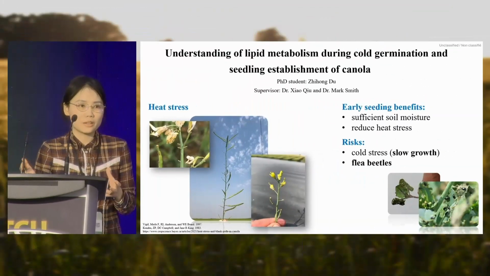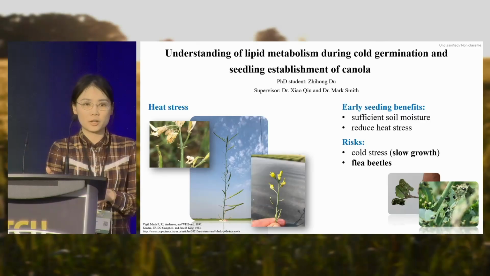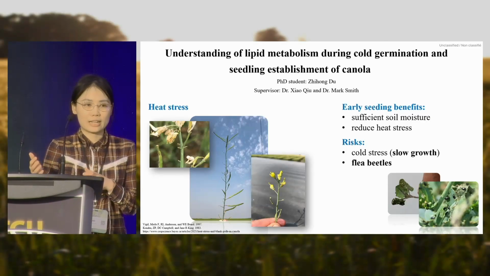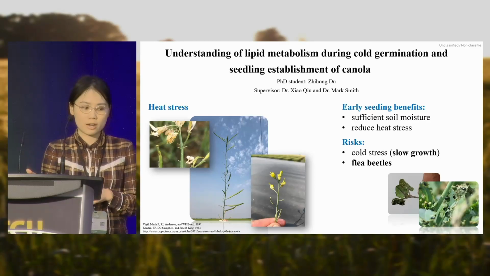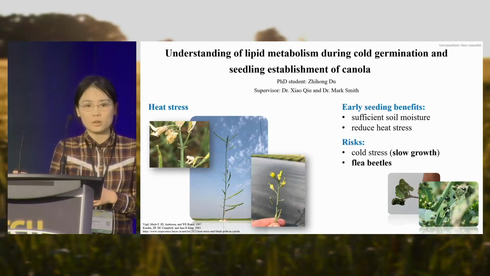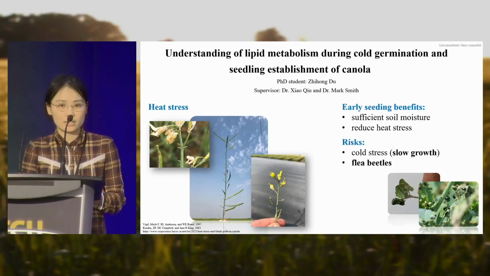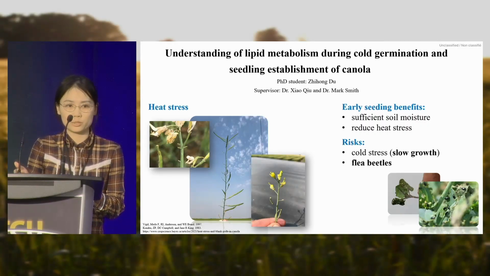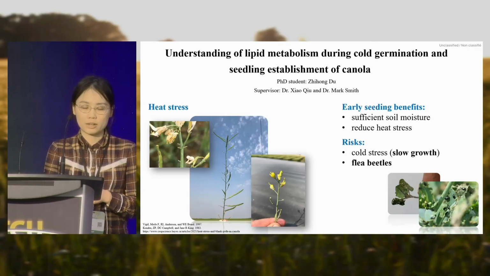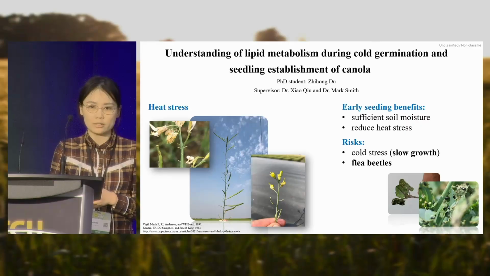I'm Zhi Hongdu from Dr. Mark Smith's lab. We know that the seeding date for canola is very important. Seeding late in the spring can expose canola to summer heat stress and fall frost, which could lead to poor seed quality and low yield. Early seeding, on the other hand, can improve yield to some extent by providing sufficient soil moisture for the germination process and also avoiding heat stress in summer.